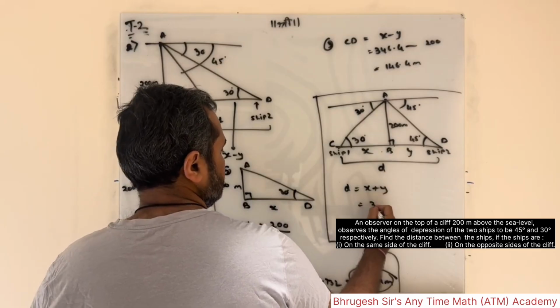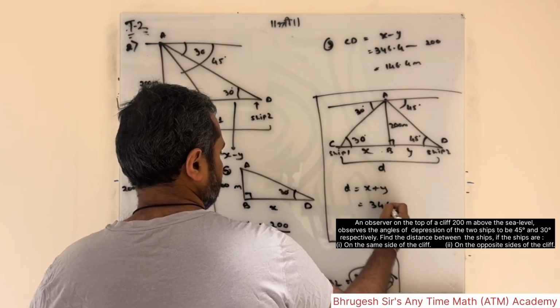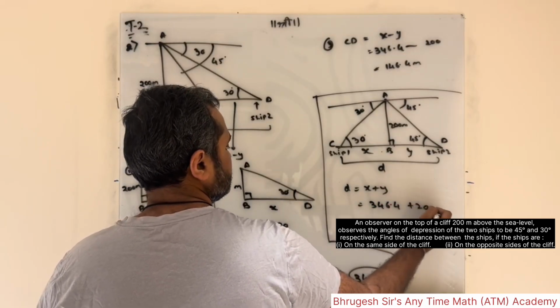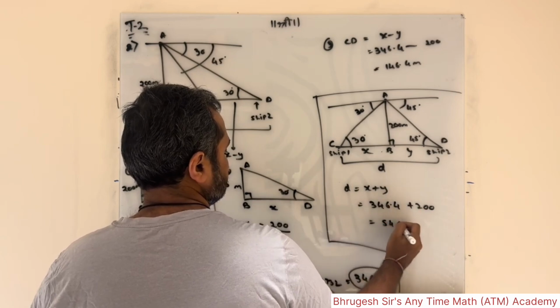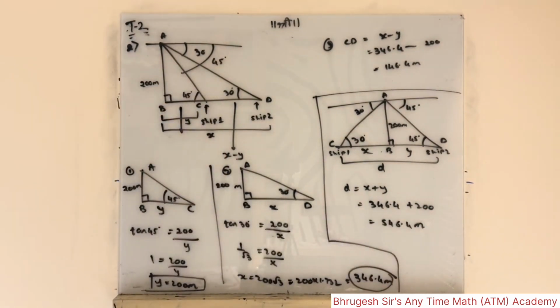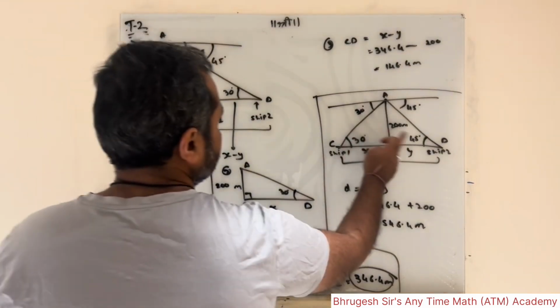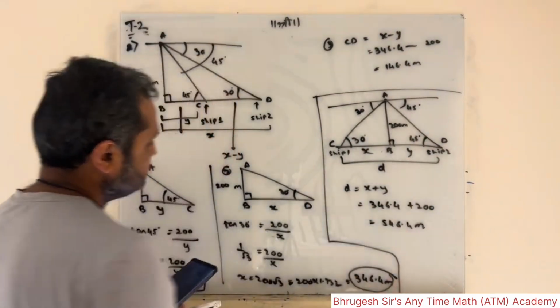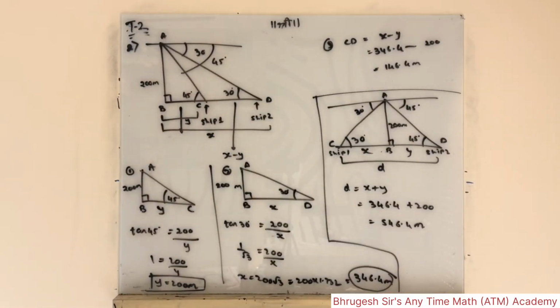So 346.4 plus 200 in this case. That makes 546.4 meters. So first find x from 30 degrees. In this case, find y from 45 degrees and then add. Same sum. Everything remains same.